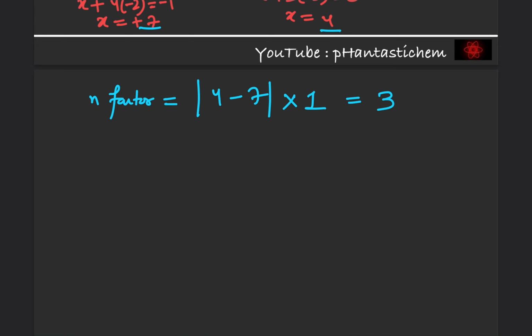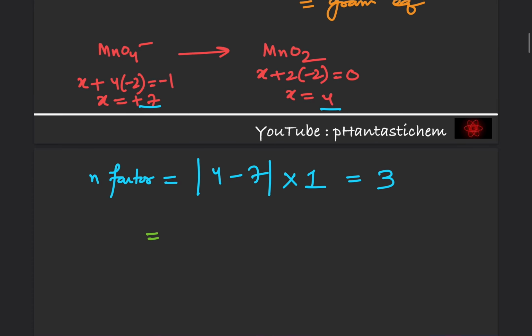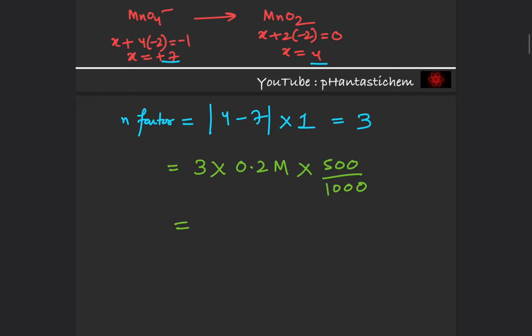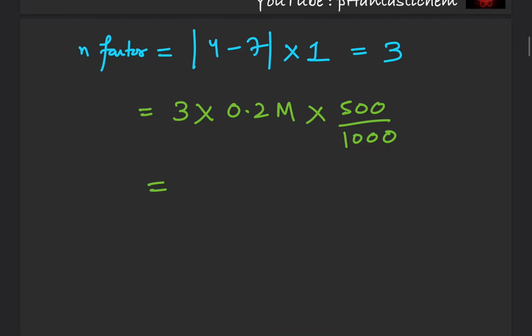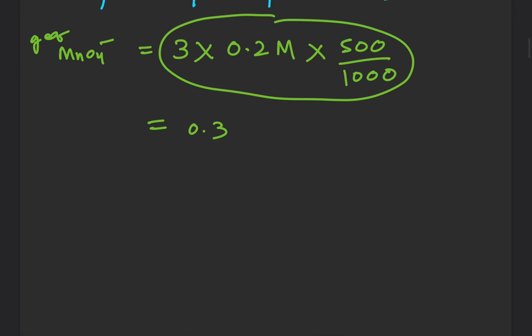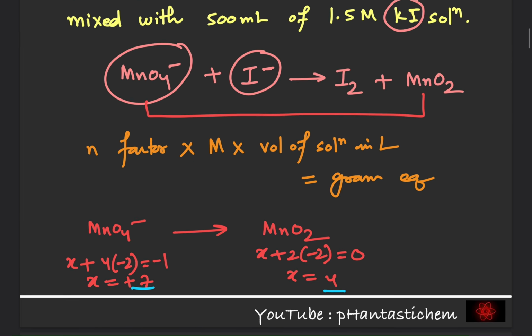Okay, so therefore the gram equivalence of MnO4 minus is going to be, n factor is 3, molarity is given to us as 0.2 M, and the volume of the solution is given to us as 500 ml. So converting it into liters, this will be the gram equivalence of MnO4 minus. When you calculate this, you will get this as 0.3. Okay, for I minus, it is changing to I2.